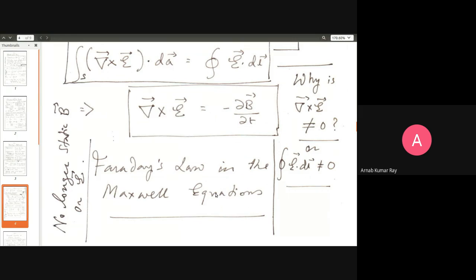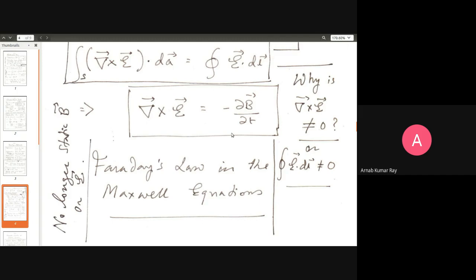Curl of that central force, which means it depends only on the spatial coordinate r, 1 upon q by 4 pi epsilon naught r squared r cap. We have worked with this kind of thing. Curl of such a force field will be equal to 0. Nothing is wrong about that, except that it holds true only when the charge is static.